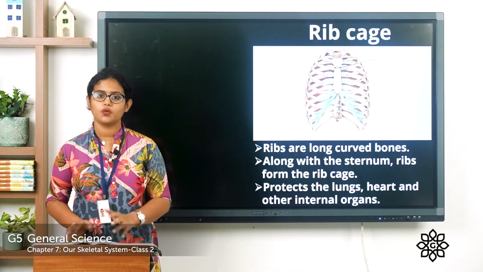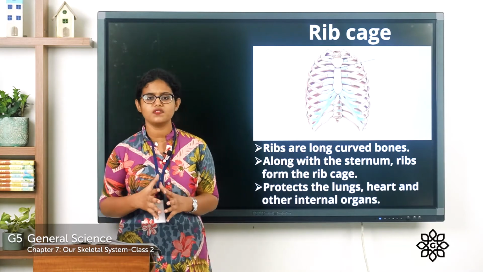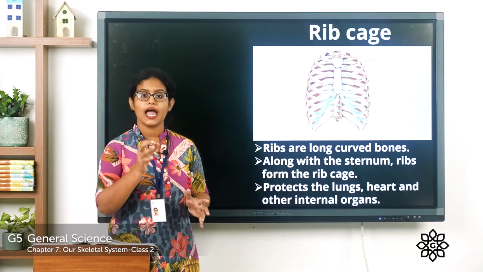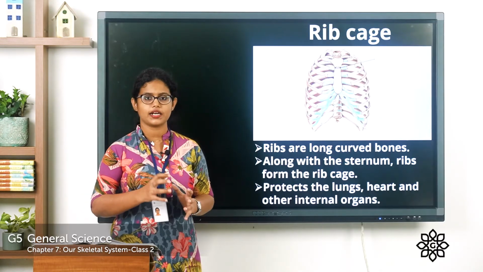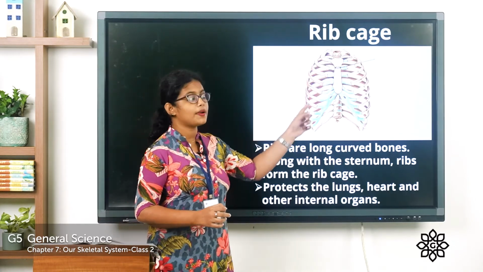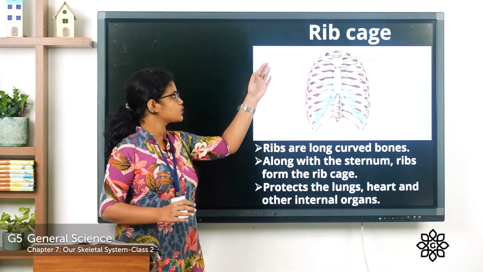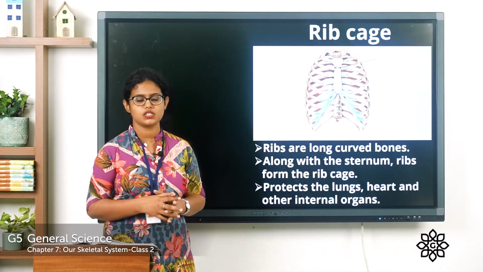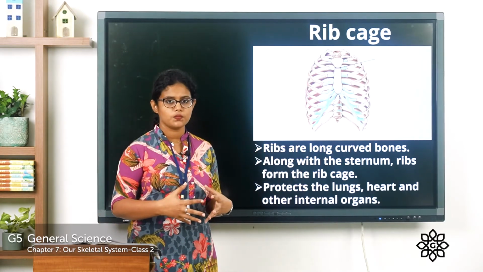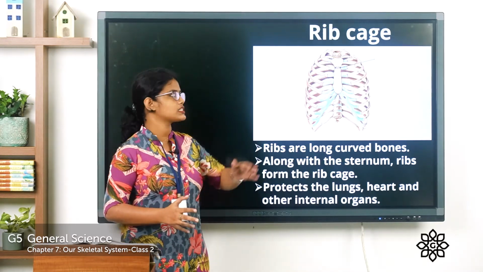Coming to the next one, that is the rib cage. If you closely observe this picture, you can see a long bone at the center, and that is called the sternum. Connected to that sternum, you can see 12 pairs of curved bones, 1, 2, 3, like that. These are called ribs. The ribs and the sternum together form a cage-like structure, and that is called the rib cage.